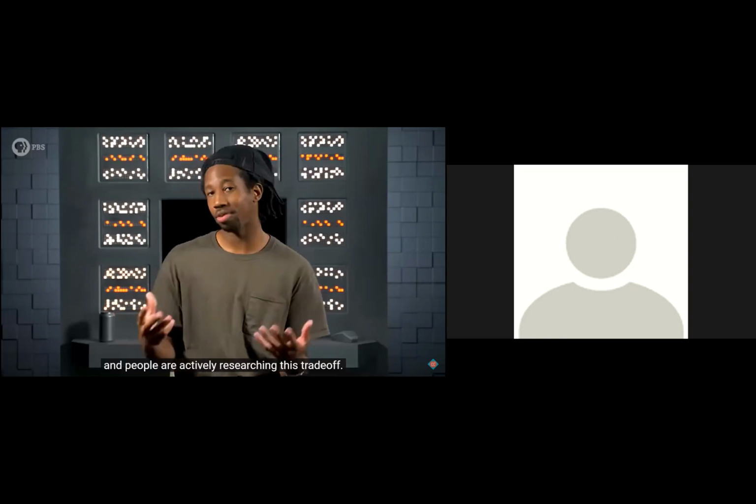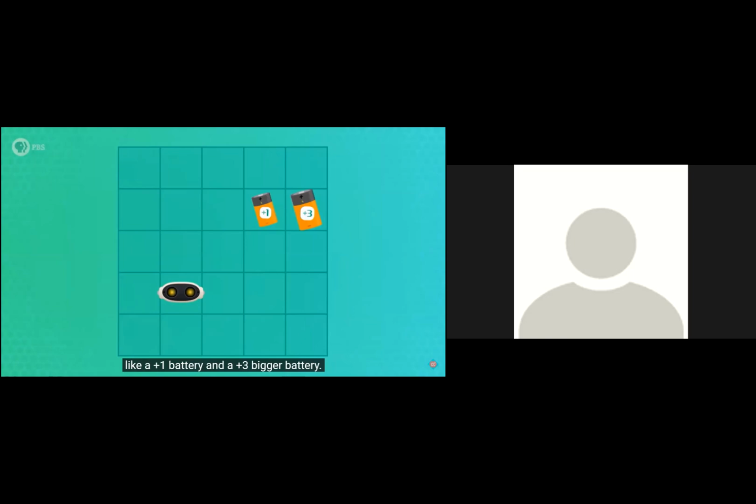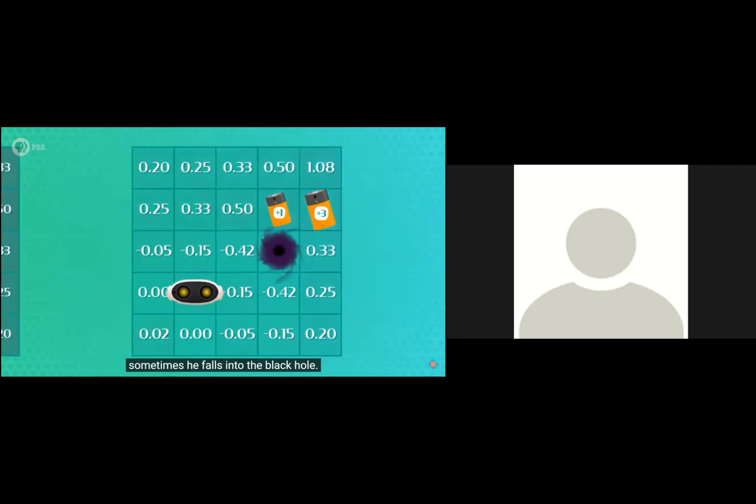These kinds of problems can get even more complicated if we add different rewards, like a +1 battery and a +3 bigger battery. Or there could even be negative rewards that John Greenbot needs to learn to avoid, like this black hole. If we let John Greenbot explore this new environment using reinforcement learning, sometimes he falls into the black hole. So the cells will end up having different values in the earlier environment, and there could be a different best policy. Plus, the whole environment can change in many of these problems.